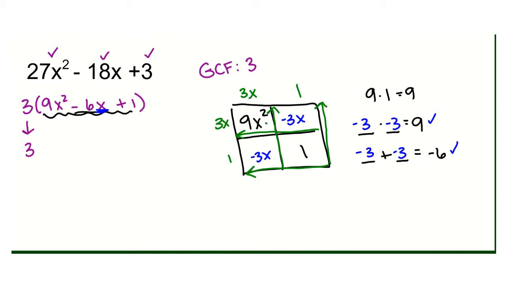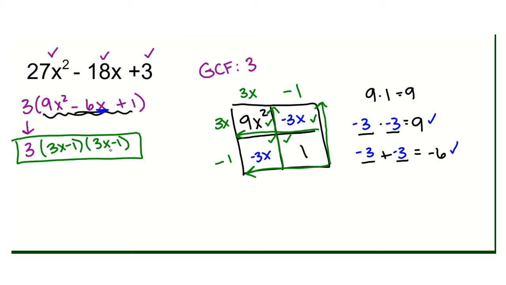3x times 3x is 9x squared. 3x times 1 is positive 3x, but I have a negative 3x here. So that means that this 1 needs to be negative. Now that will work. 1 times 3x is positive 3x. Again, I have a negative here, so this needs to be negative. Negative 1 times 3x is negative 3x. Now that works. Negative 1 times negative 1 is positive 1. That works. So in factored form, this is going to be 3x minus 1 times 3x minus 1. This is my answer.